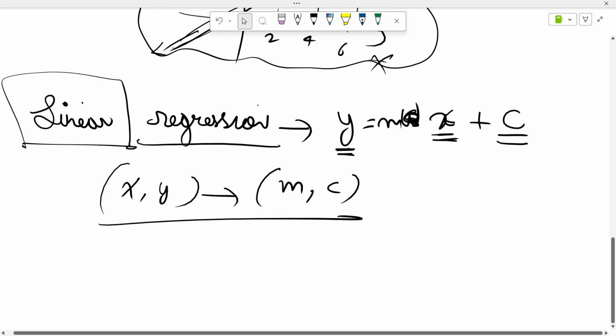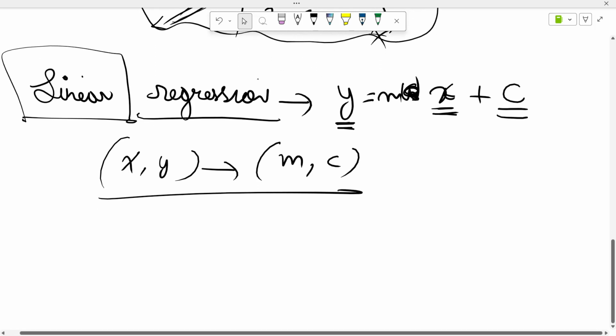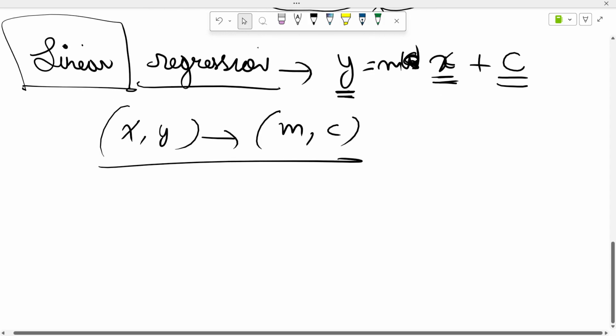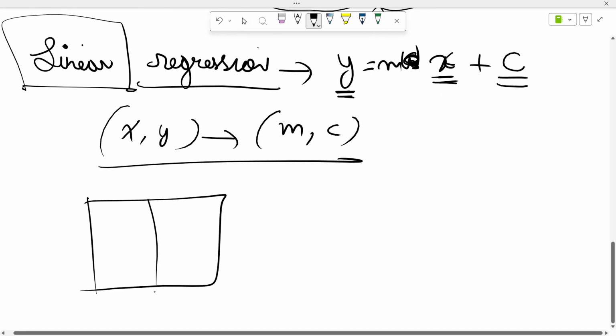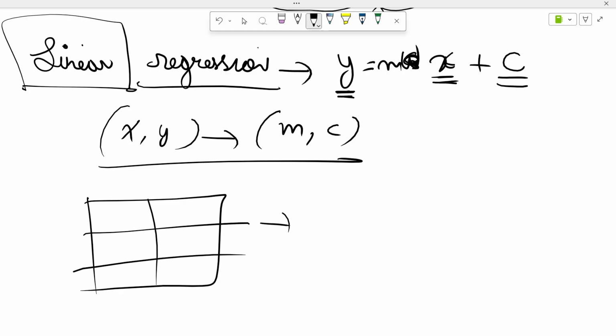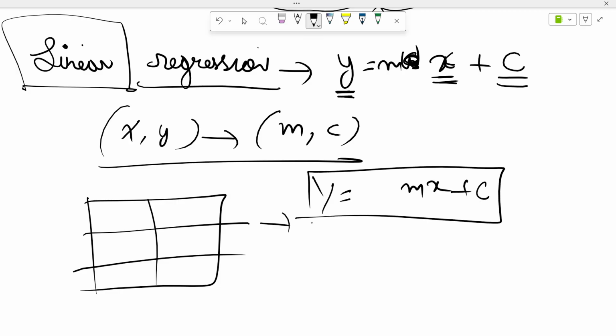You might have heard, but if you have not heard, no issues. Just remember that you have a given data. You don't know what the relationship between x and y is. So you assume that if it is linear, then I will assume m and c and x, and you will assume that this is the equation which will fit this data, and you try to calculate m and c, and then you test on the unseen data.